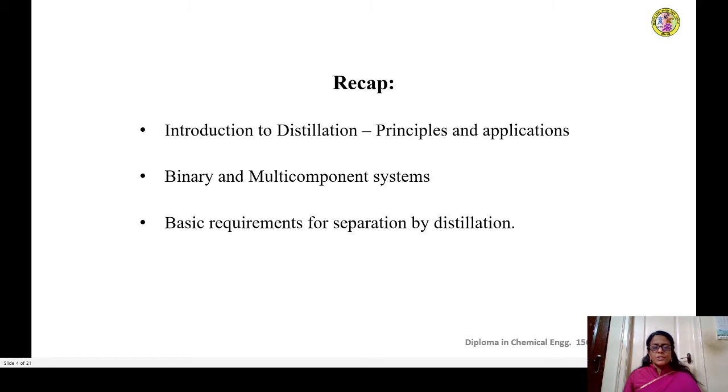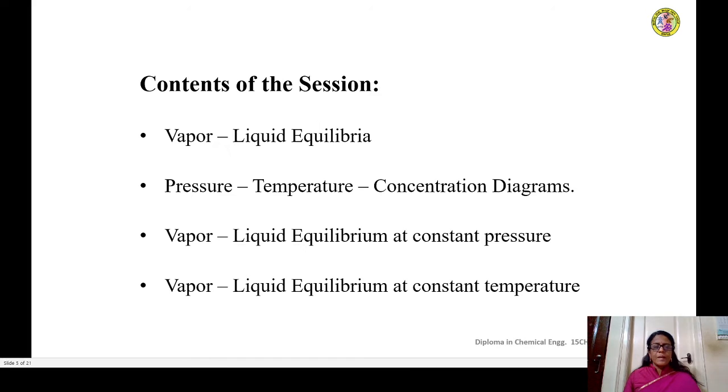We saw the introduction to distillation operation, where you learned about the various principles of distillation along with some of the important applications. We also understood what is a binary distillation and what is a multi-component distillation. Then we also learned about the basic requirements for separation to be possible by distillation. So that was a recap.